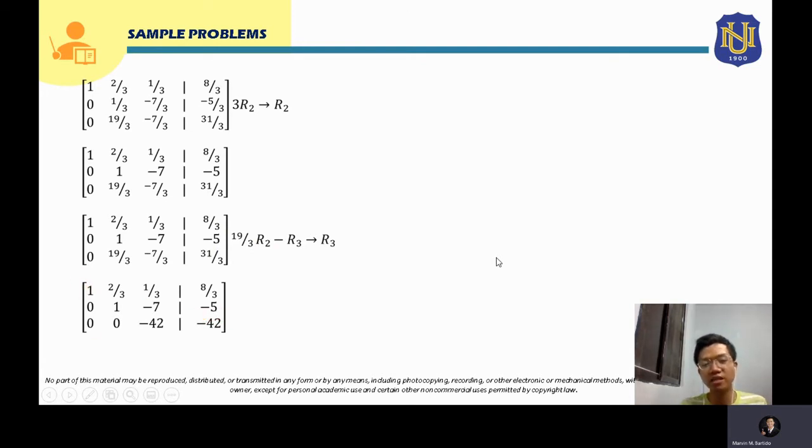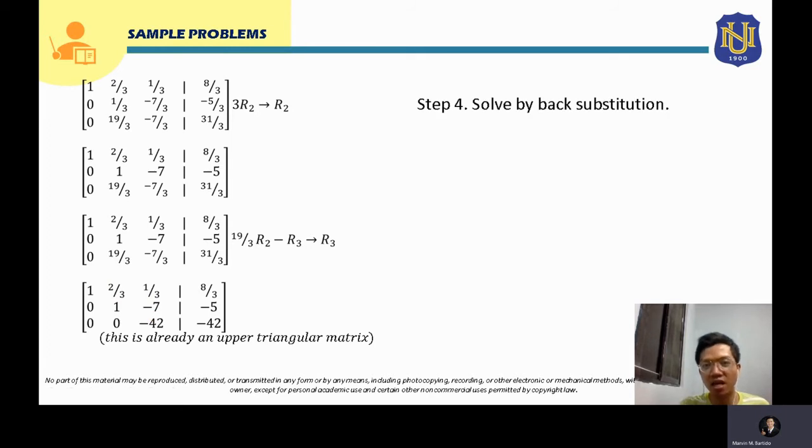Okay, so from here, this is already an upper triangular matrix. So we can now start performing the fourth step, which is solving by back substitution.